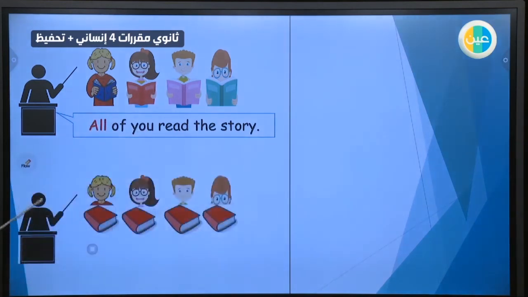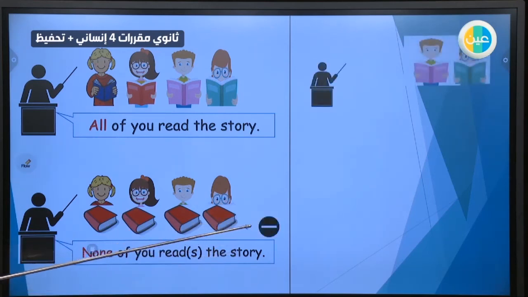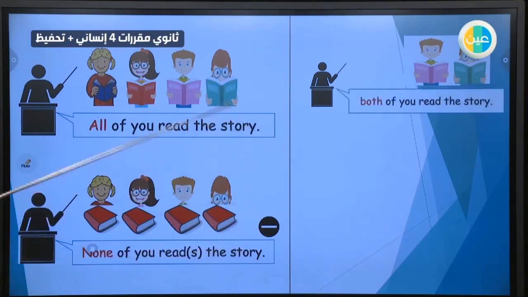Here, the teacher, the same teacher with this student, they are reading now. So here they have closed books. He said, none of you reads the story. Here, all of you, you are a student, all of you read the story. Here the opposite, none of you, no one of you read the story. We can say none of you read or reads the story. The sentence here is affirmative, but the meaning is negative. The next story, we have the teacher with only two students.